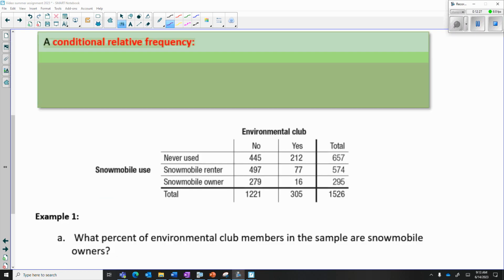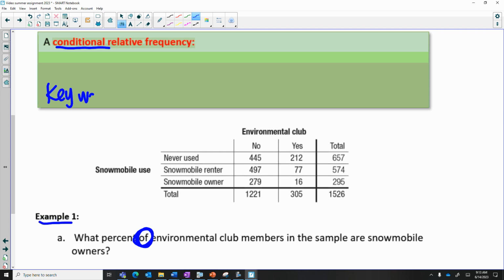Now, the next thing that they may ask you is called a conditional relative frequency. You also learned this if you took Algebra 2. So what if they put a condition on the denominator? Instead of going out of the total, what if we went out of the row total or the column total? So for example, look down here, it says example 1, what percent of environmental club members in the sample are snowmobile owners? So the key word here that you're going to look at is the word of. The word of is indicating that whatever comes after the of is going to be in the denominator of the fraction, and that's actually going to be the pool of people who I'm taking out of.